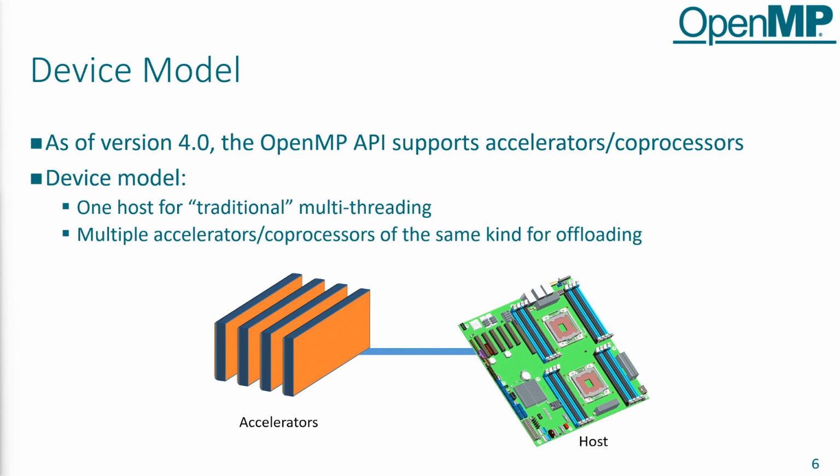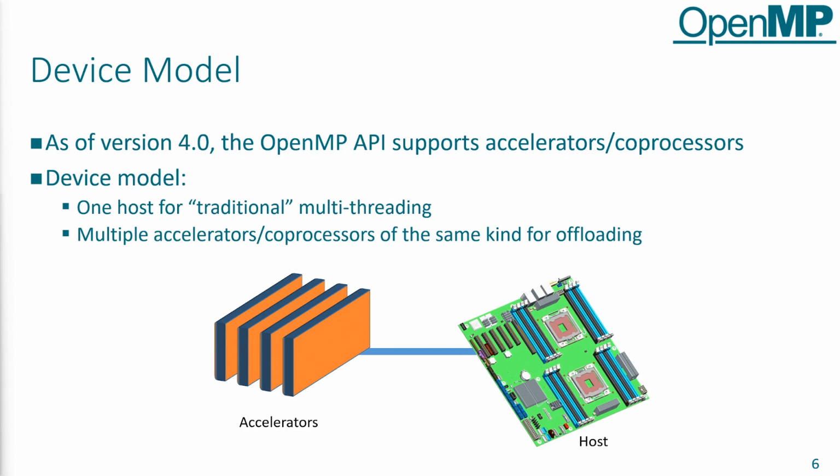Then attached to this are a bunch of accelerators, and they have to be of the same kind. So, for instance, all NVIDIA GPUs, all AMD GPUs, all whatever GPUs. And you can have as many of those. They're assigned an ID from 0 to n-1 if you have n of those accelerators in the system. And the only restriction is that they have to be the same kind, so the same kind of architecture that the compiler can use.